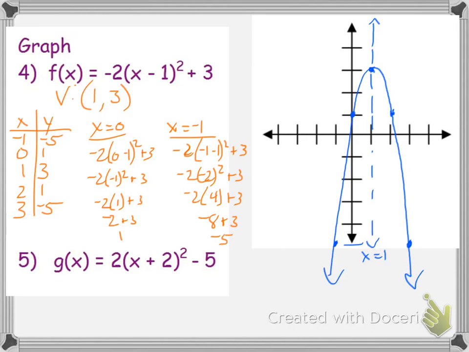Okay, so here's the graph. The work's there. Your vertex was +1, +3. Remember, you have to use the opposite of that sign, so +1, +3. And it's opening down because this is negative. And it's a little bit more narrow than the parent function because the absolute value of that a is greater than 1. So there you go.